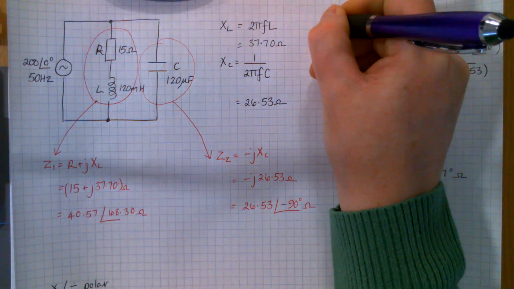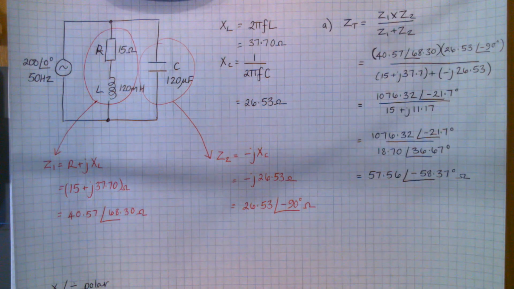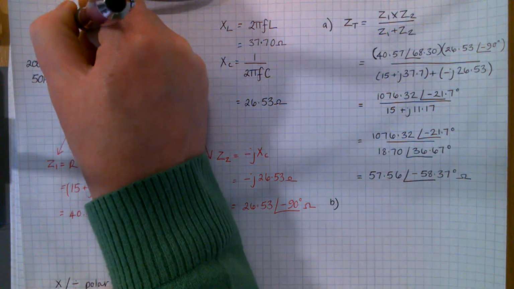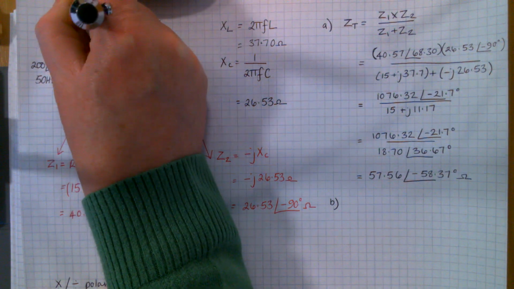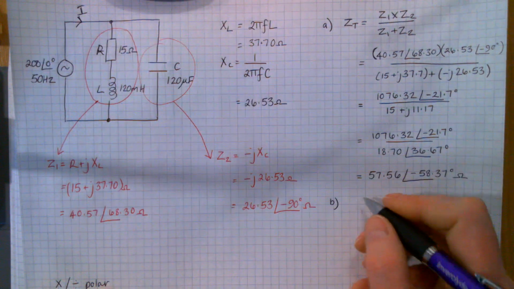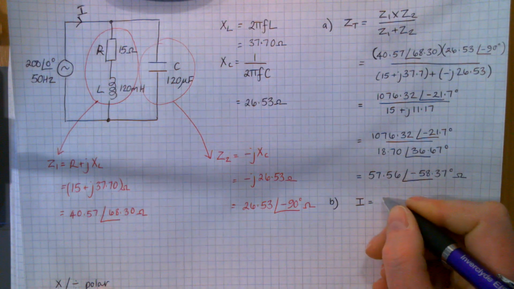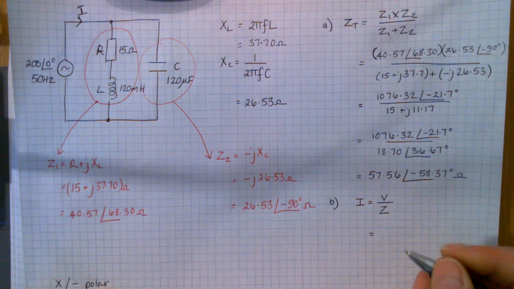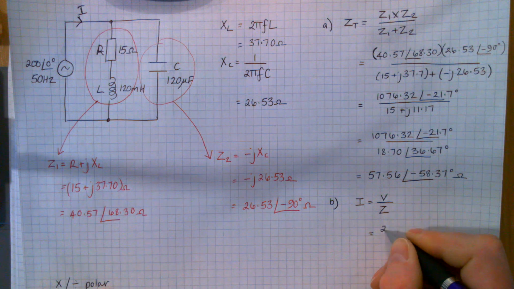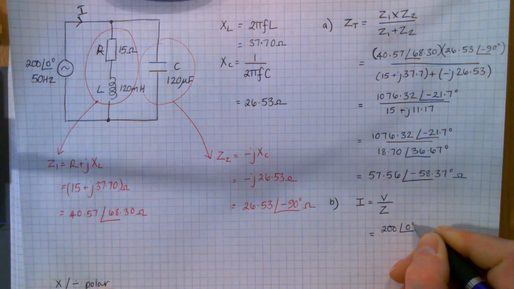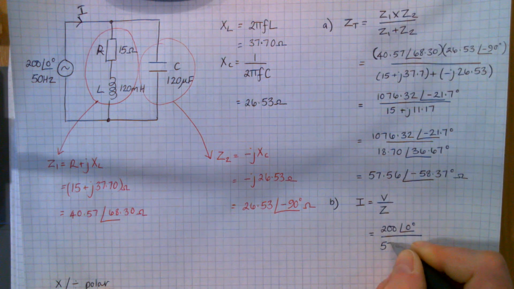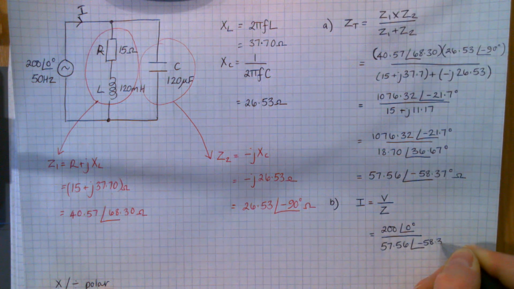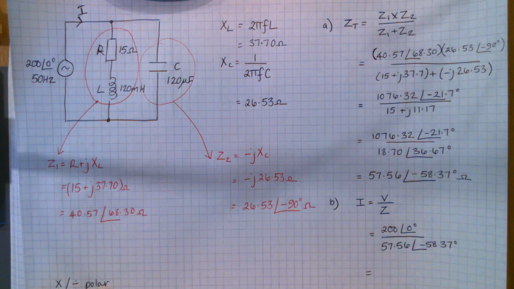So if you've got that, that's really part A of the question where it's asking you to work out the total impedance. Part B is asking you to work out the current, so it'd be the current there, the supply current. And it's the same as it always is. Instead of being I equals V over R, it's I equals V over Z. Because you're going to divide them, you want them both to be in polar form. Your voltage is your 200 at an angle of 0. And your impedance is that 57.56 at an angle of minus 58.37 that you've just worked out. And that'll get you the supply current.